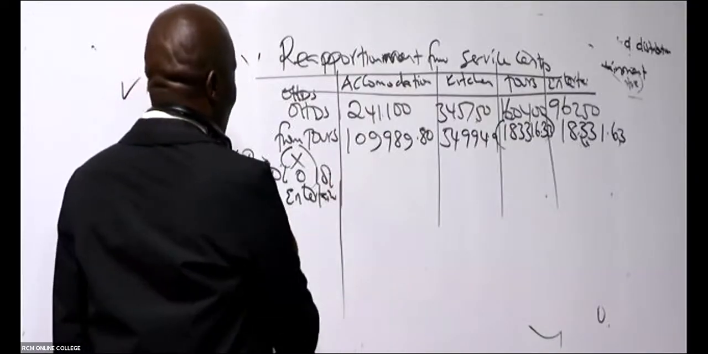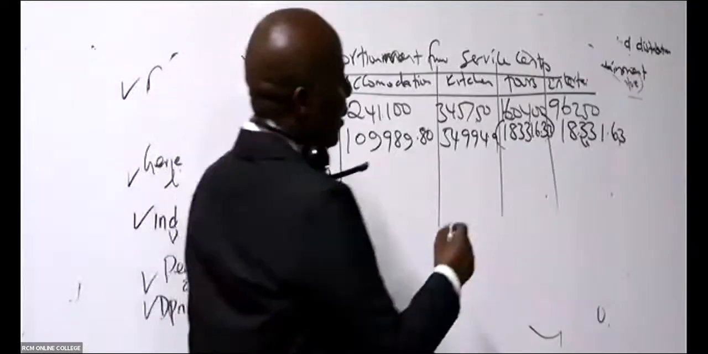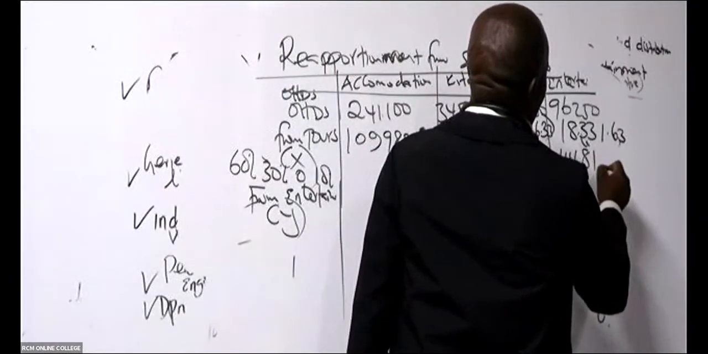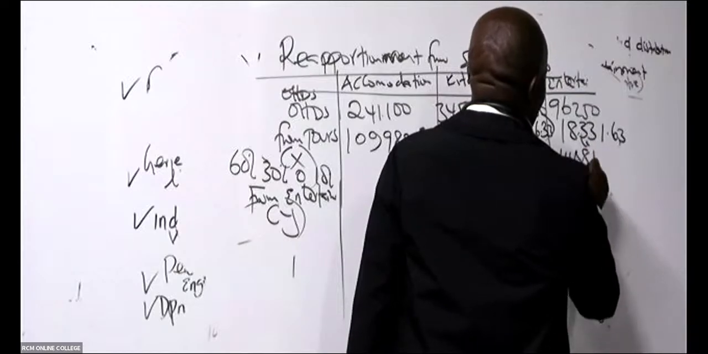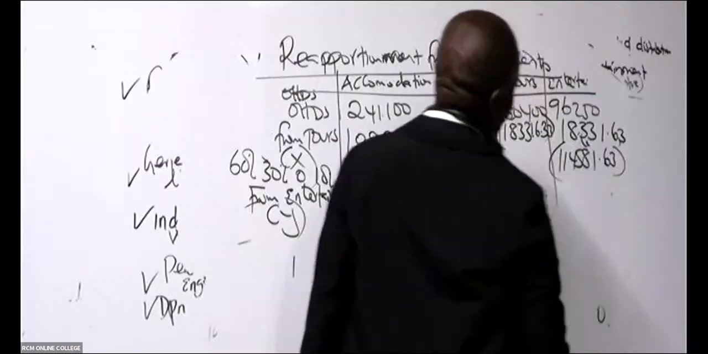How much do we get as Y? Entertainment was our Y. 114,581.63. So I'm supposed to subtract this.